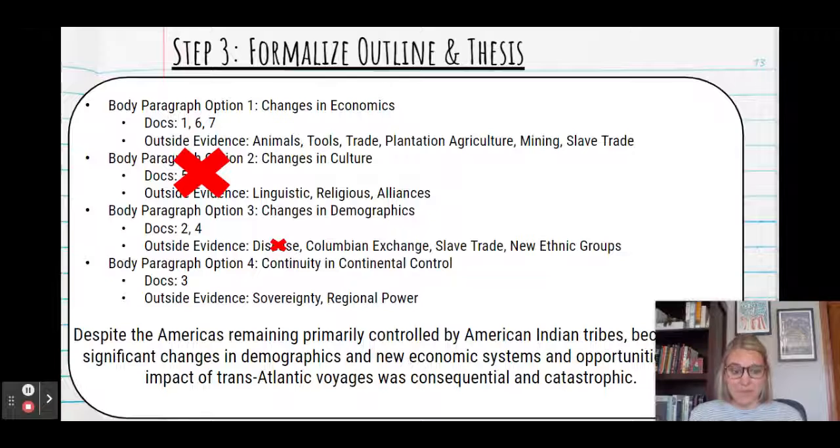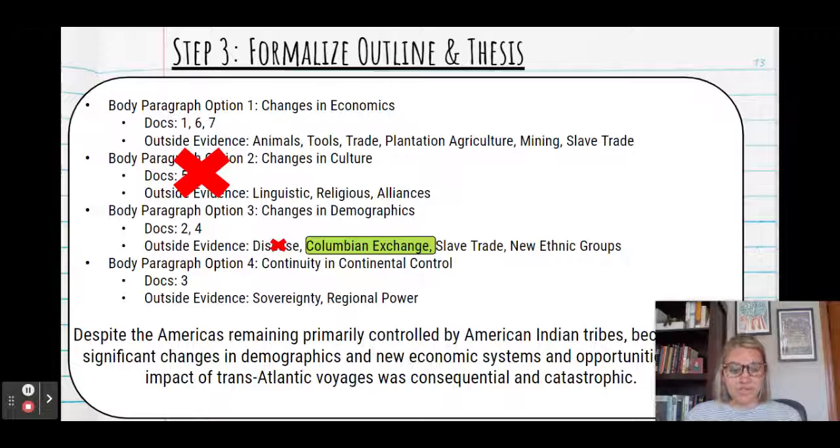However, sometimes you might have to make adjustments at this point if the documents don't fit the argument that you had originally planned for. Now you're going to select your outside evidence. You only need one. I encourage you to have one per body paragraph. However, that is extra. So I think my best piece of outside evidence is the Columbian Exchange.